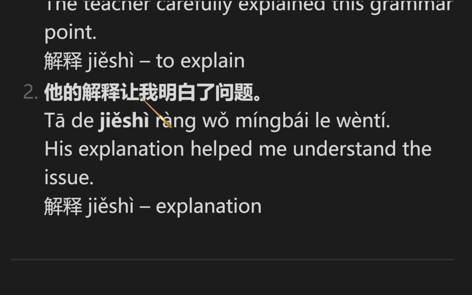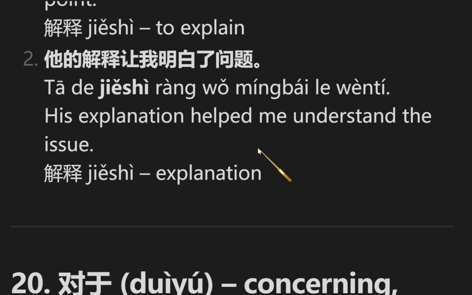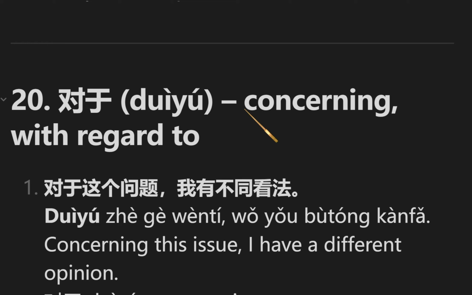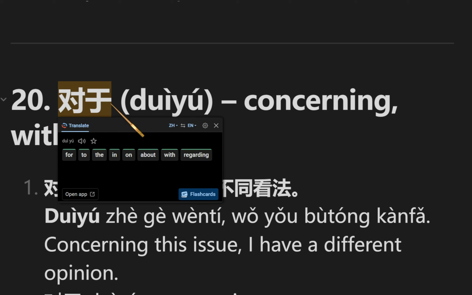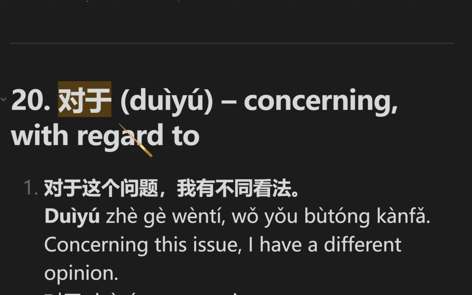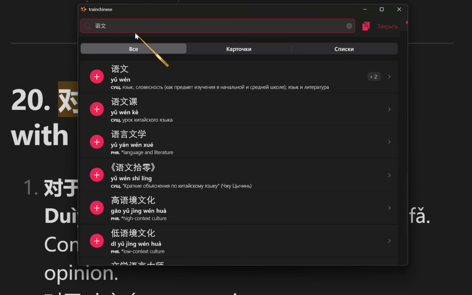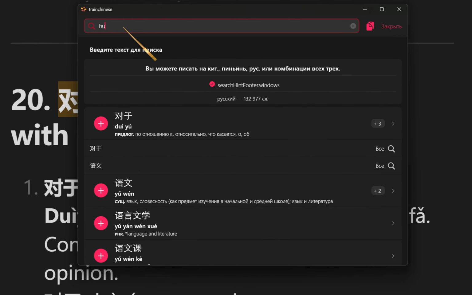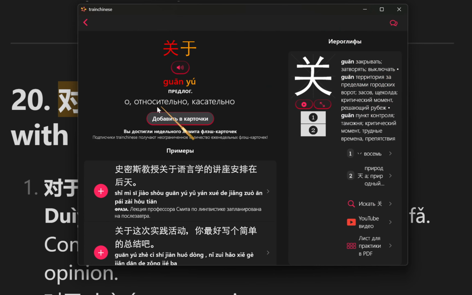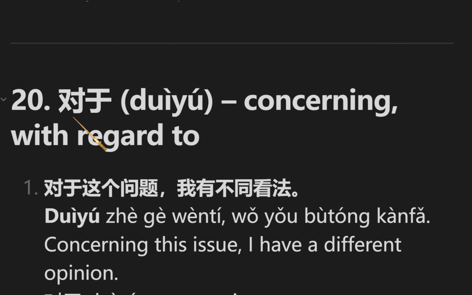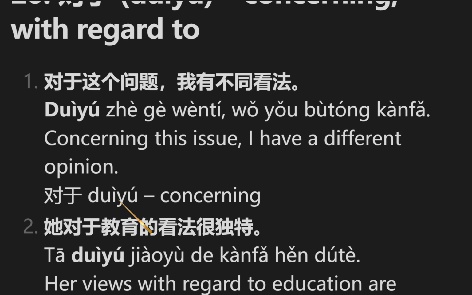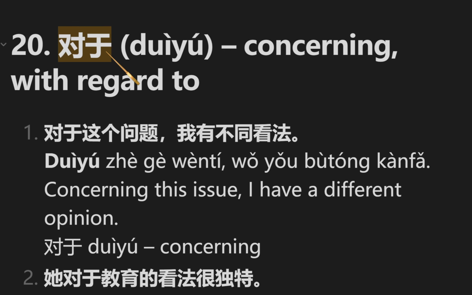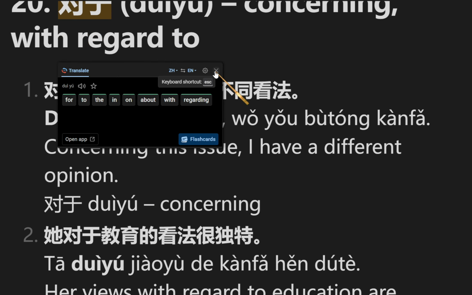他的解释让我明白了问题。Next one is 对于, concerning, with regard to. For, about, regard. So this one, 对于, is very similar to 关于. Let's see. 对, about something. 对于, for example, we can say 关于 also, this is about something. 关于, 对于. Let's see. Concerning this issue, I have a different opinion, or about this issue, right? About, for this issue, to this issue, I have a different opinion.